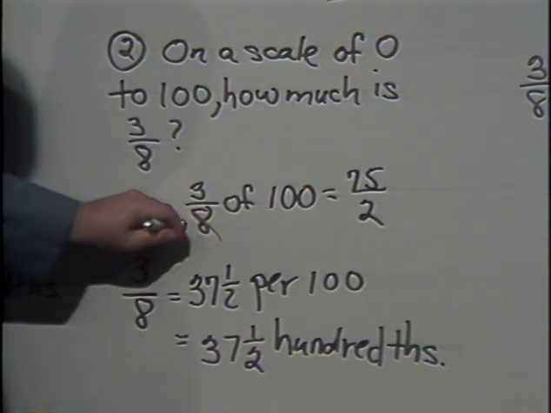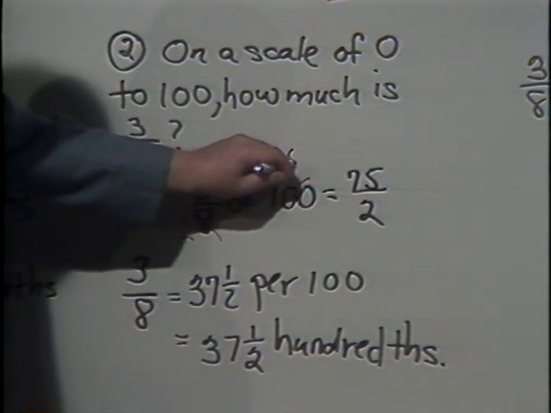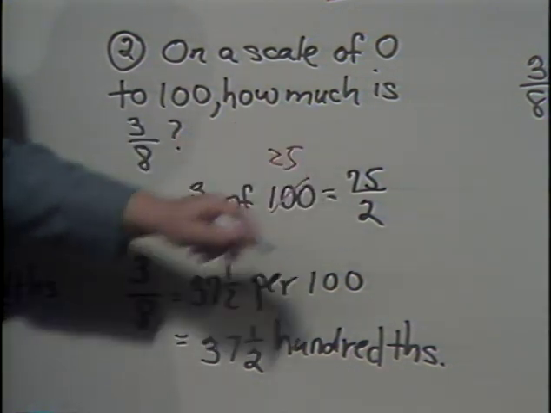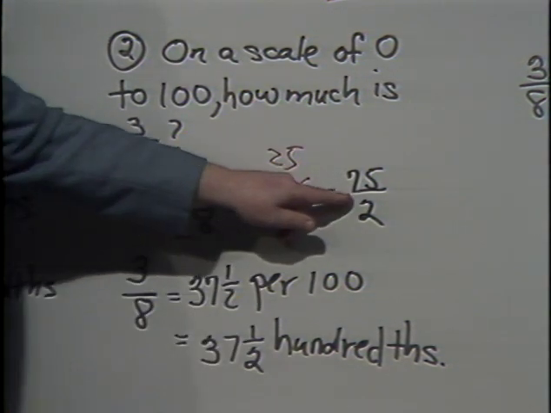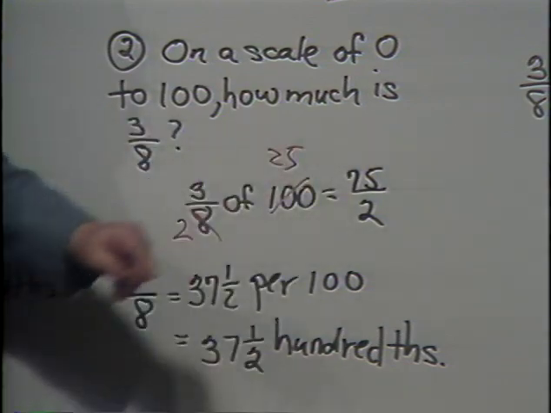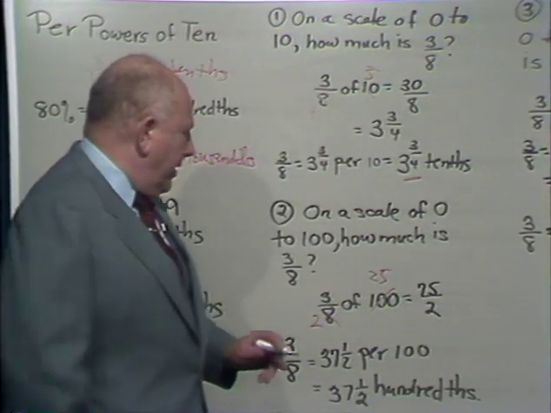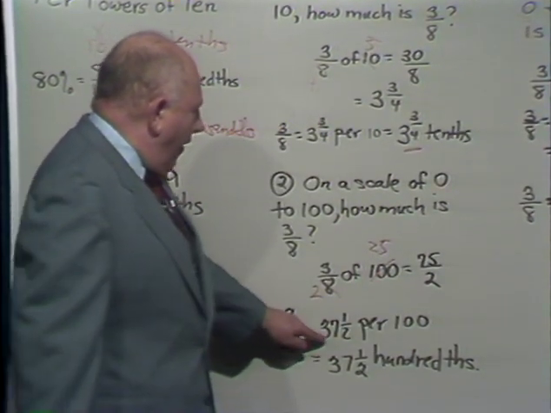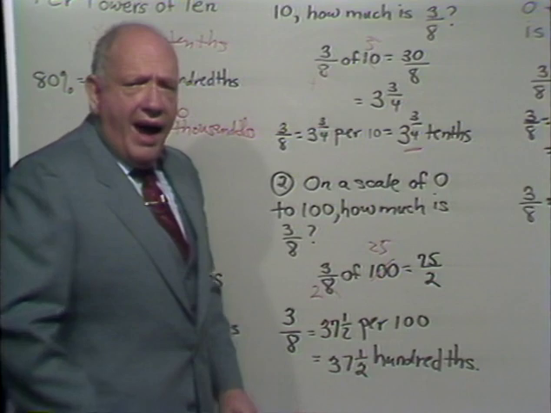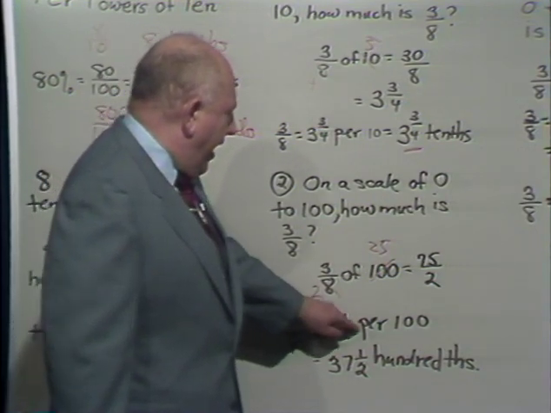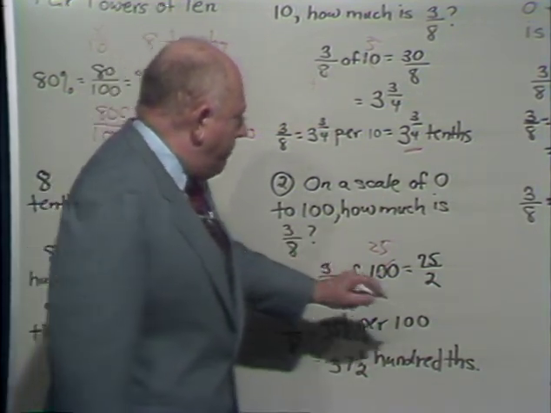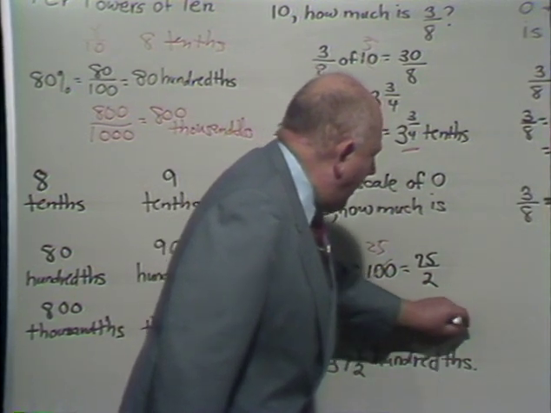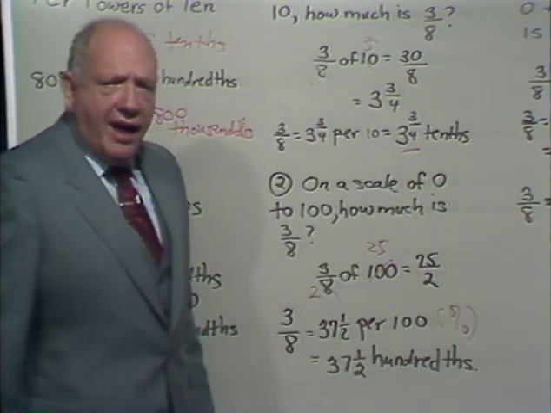So 4 goes into 8 twice. 4 goes into 100 25 times. That's the same as 75 over 2. Divide the 2 into 75 to convert it into a mixed number. That's 37.5. So at a rate of 3 out of every 8, you're taking 37.5 out of every 100. You see 37.5 per 100, which, by the way, based on the last lecture, that's what we were calling 37.5%.